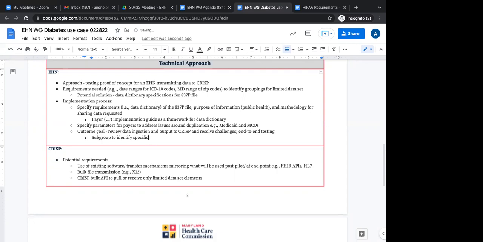I think a subgroup could help to figure out what those metrics of success are. However, I think, to Kathleen's point, it's hard for the technical folks to speak to those capabilities without addressing the policy. So I don't want to bring up policy again, but I think it's hard to pull apart the two. Okay.